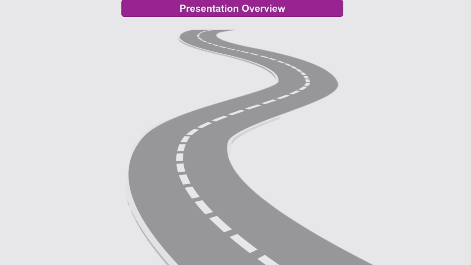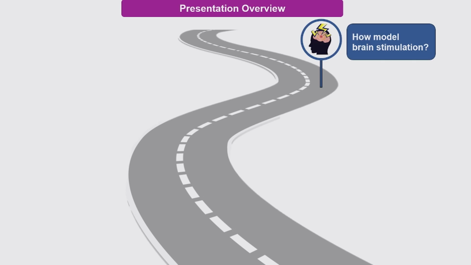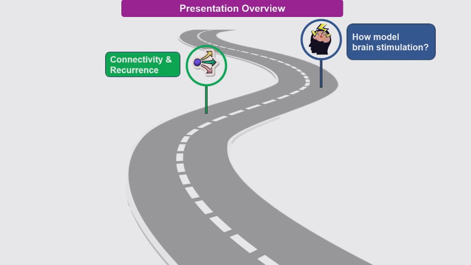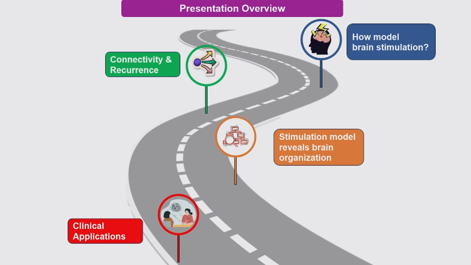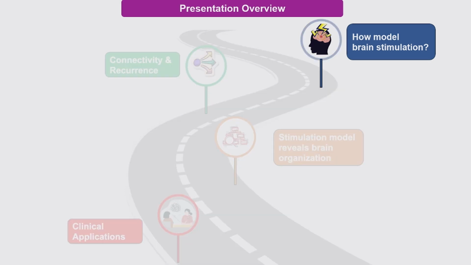So this is the overview of the talk. I'm going to talk about, as John was saying, modeling of brain stimulation. I'm going to start with how we model brain stimulation, then move to why connectivity and recurrence are important, and then move to how stimulating the brain can reveal some of the physiology going on in the brain. And then I'm going to show you a couple of clinical applications.